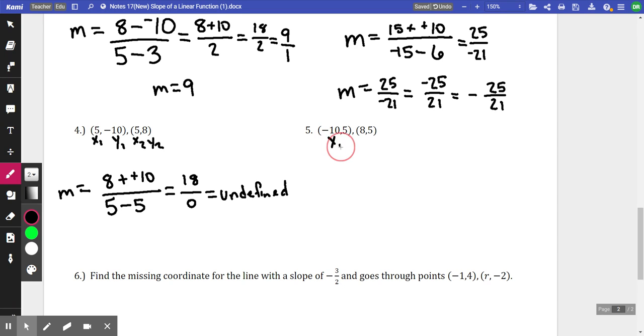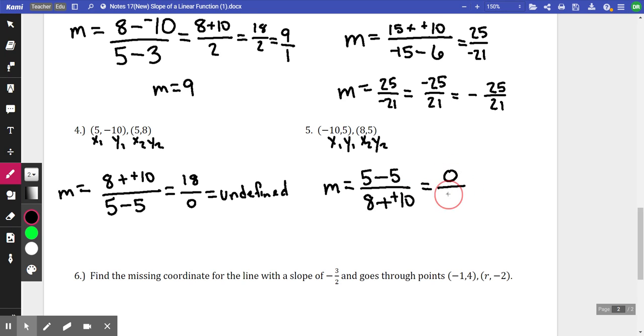On our next one, we have x1, y1, x2, y2, and we'll plug it into the formula. M is equal to y2, which is 5, minus y1, which is 5, divided by 8, which is our x2, minus x1, which is negative 10. Minus a negative changes to plus, and this will give us 5 minus 5, which is 0, divided by 8 plus 10, which is 18. Type 0 divided by 18 into a calculator, and it will reduce down to 0. So if we plotted these 2 points and connected them, this line would be a horizontal line.